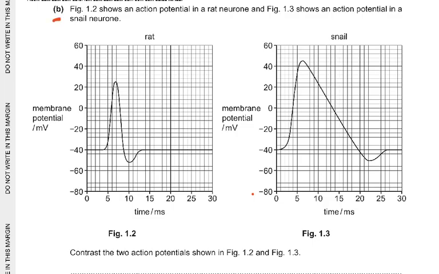Then coming to the B part of the question, figure 1.2 shows an action potential in a rat neuron, and figure 1.3 shows us in the snail. So this is the snail one and this is the rat one. Be very careful that you're reading the right one. Contrast the two action potentials. Contrast. It's not compare and contrast. Compare is similarities and differences. Now it's saying only contrast.